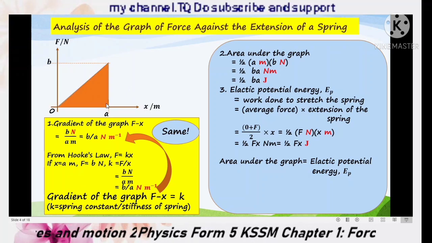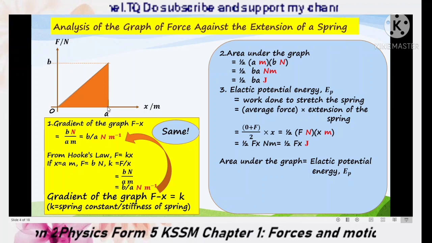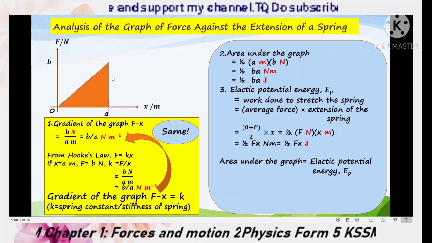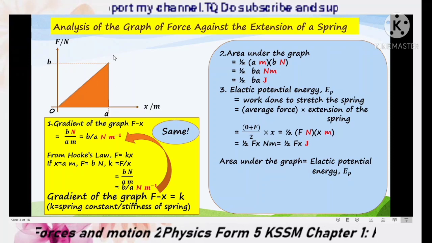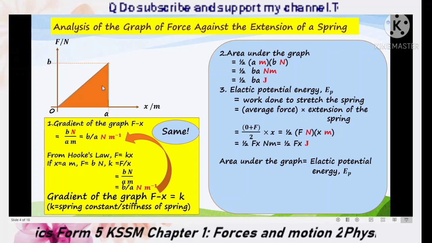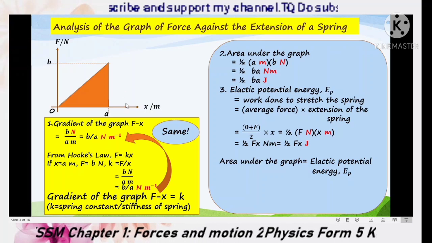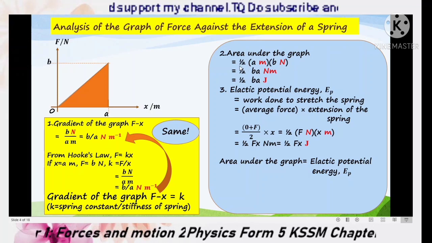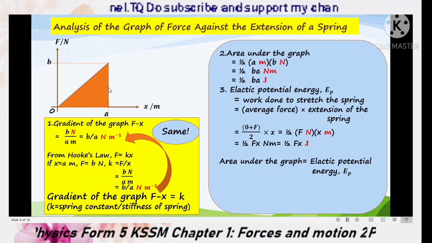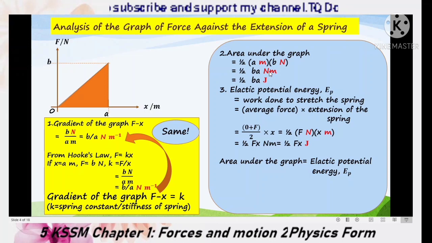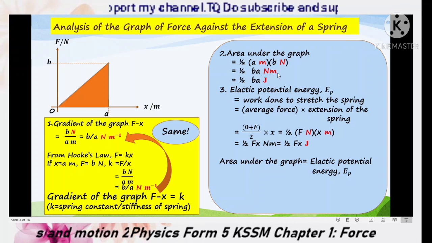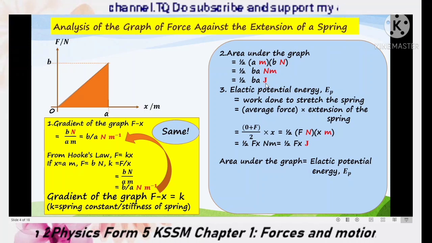We still refer to the same graph. Let's see the area under the graph until x equals a meter. So this shaded area represents the area under the graph. So how to calculate the area? The shape is a triangle, so we use the formula of a triangle: half times a meter multiplied by b Newton. So we get half ba Newton meter. The unit Newton meter is equivalent to joule.